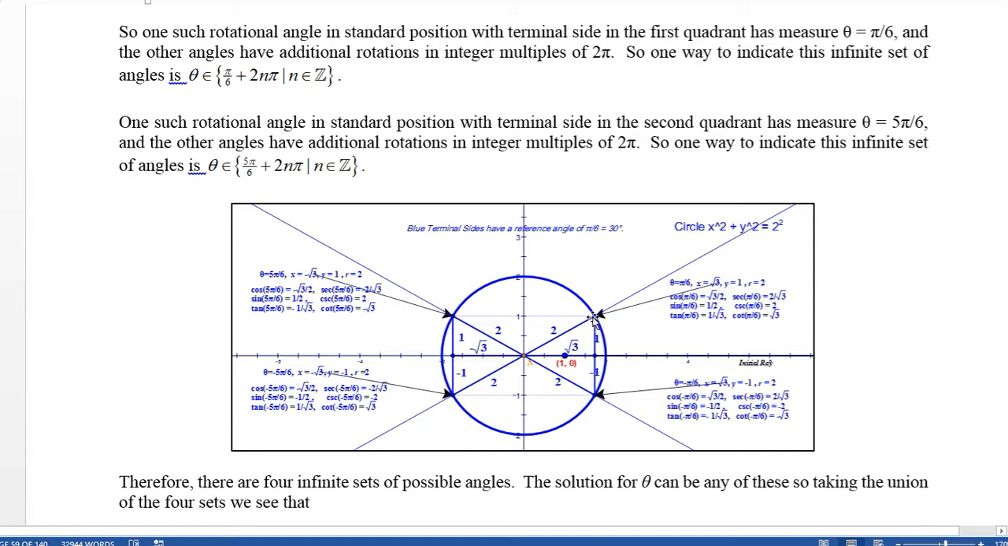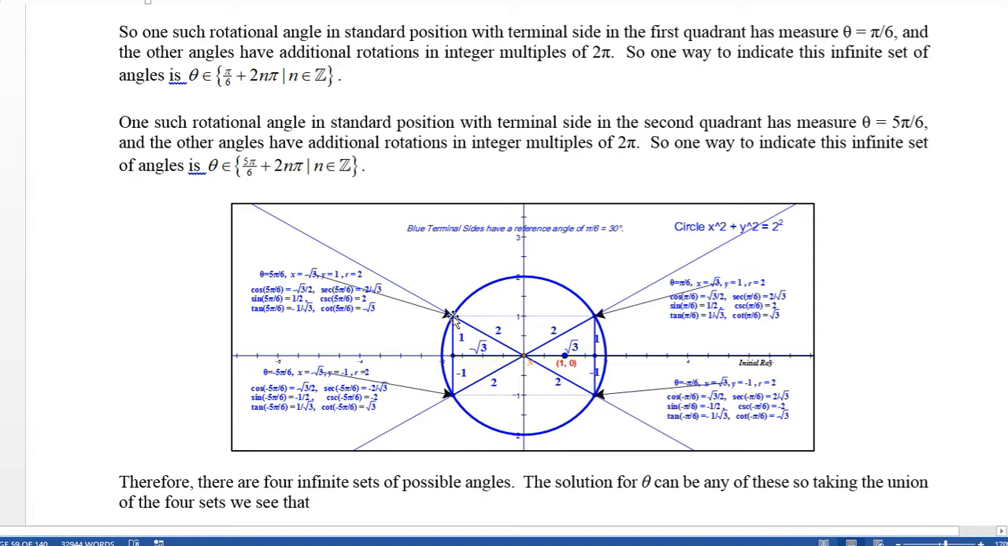So what does that mean you have for your coordinates for x, y, and r? Up here, r is 2, x is square root of 3, and y is 1. And the reference angle, one way to get there is pi over 6. Now how about this one over in this quadrant? Well, x is negative square root of 3, y is 1, r is 2. And of course, by the way, once you get that, you can find all 6 trig functions like I've done here in the picture.